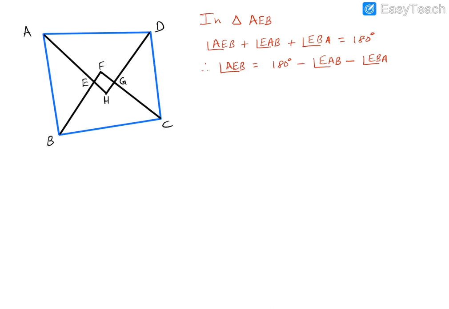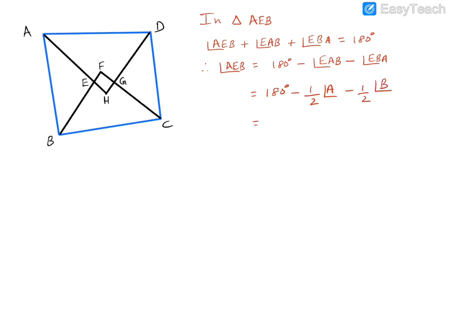But what is angle EAB? This angle here, EAB, is half of the angle A, because AH is the bisector of angle A. So we can write this as 180 degrees minus half of angle A. And similarly, what is angle EBA? EBA is this angle over here, which is equal to half of the total angle B, because BF is a bisector of angle B. So we can write this as half of angle B.